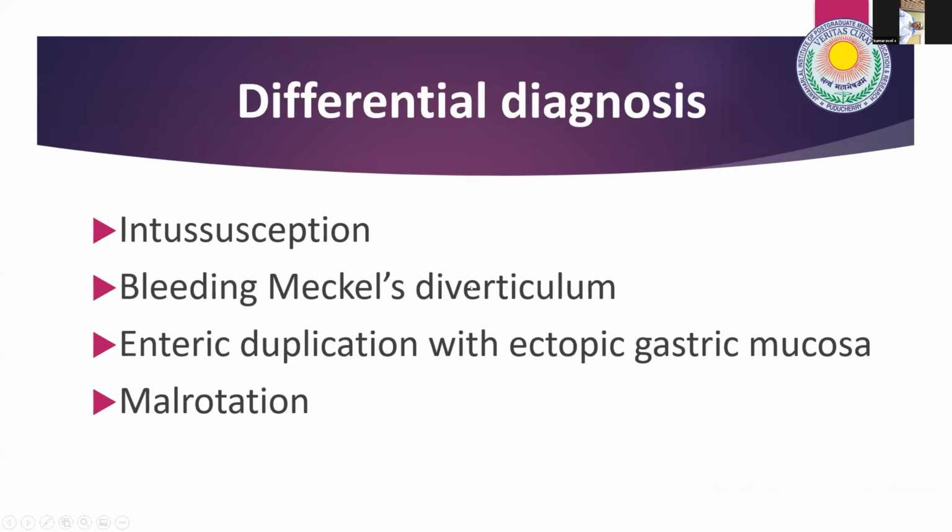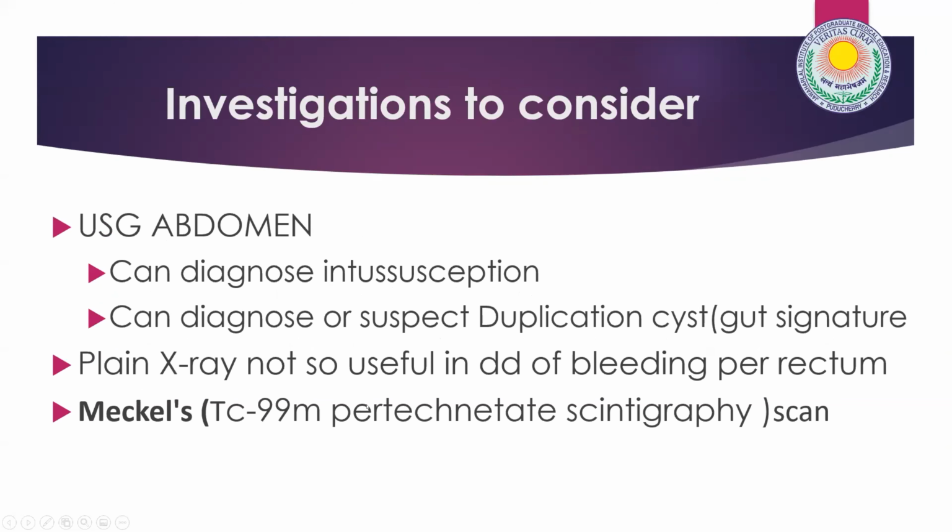In a child like this, the differential diagnosis would be intussusception, a bleeding Meckel's diverticulum, enteric duplications with ectopic gastric mucosa, and of course, malrotation also. Ultrasound of the abdomen can diagnose intussusception, and therefore, in a patient with bleeding per rectum, an ultrasound is a more important test than a plain X-ray, which is not so useful. Whereas in a child with bilious vomiting, a plain X-ray would be a more suitable first test. Ultrasound can also diagnose or suspect duplication because of the gut signature.